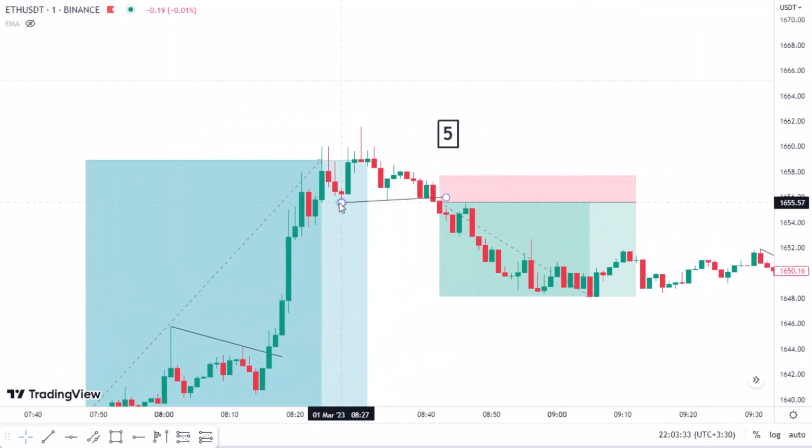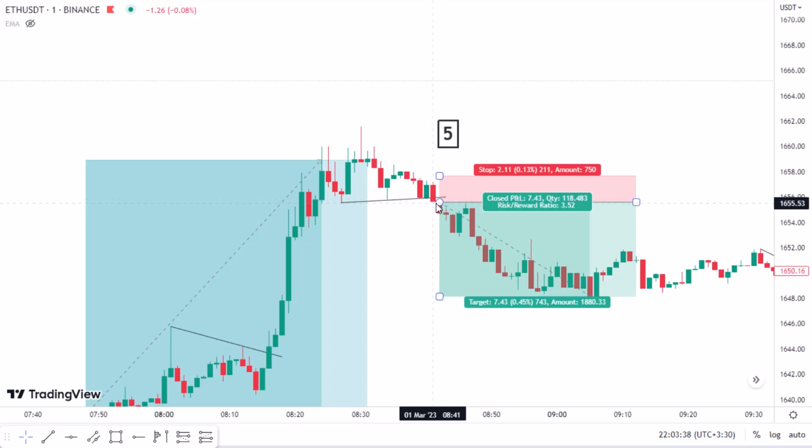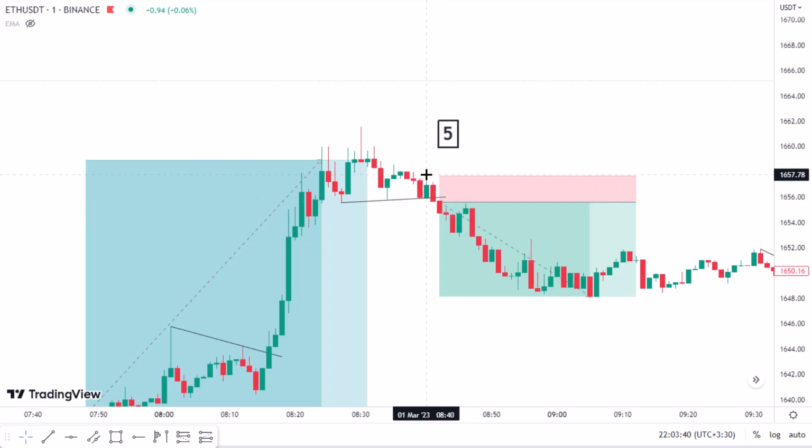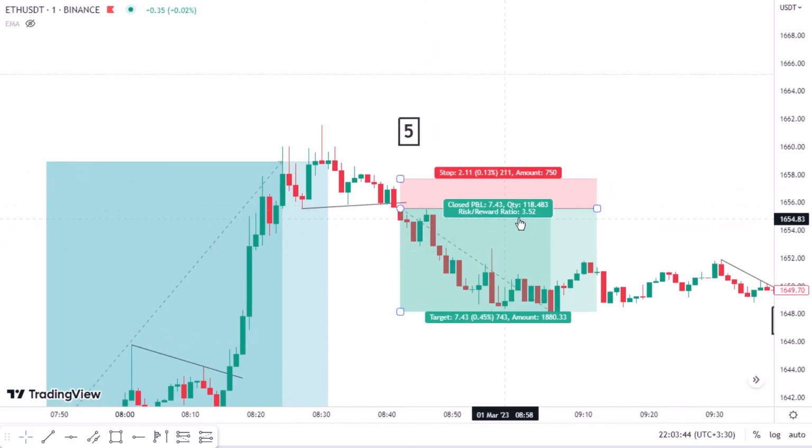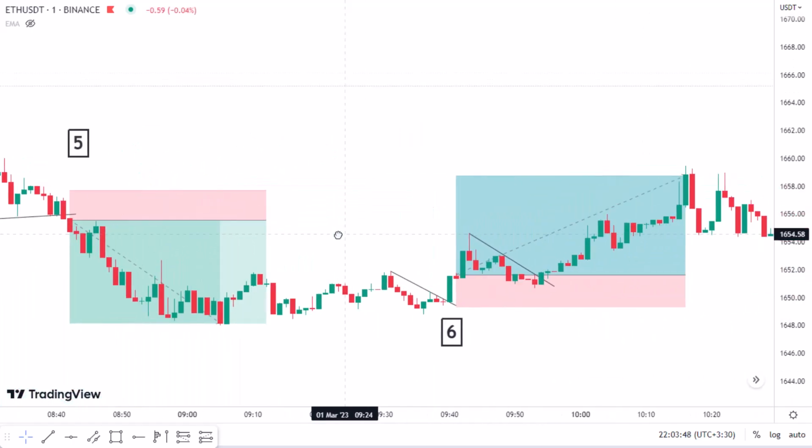On the next position, we have a trend line here with actually 4 touches. On the fifth time it breaks it here, we enter the sell position, put our stop loss above the candle or somewhere safe, and look for RR2, which gives us a reward of 3.5.